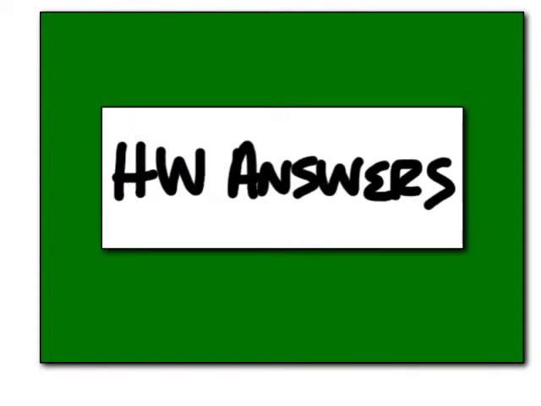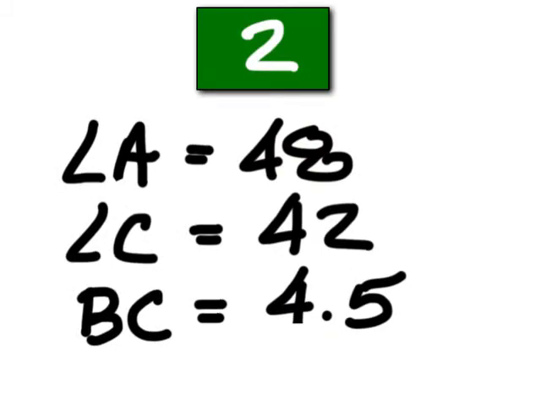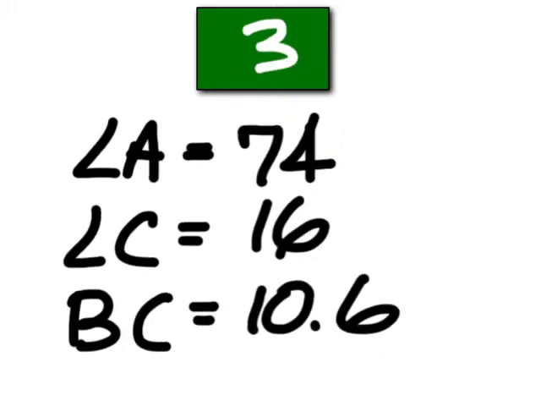Homework check from yesterday. Homework answers. Number 1, AC is 8.5. Angle C is 21. Angle A is 69. Number 2, angle A is 48. Angle C is 42. And BC is 4.5. 3, angle A is 74, angle C is 16, BC is 10.6. If you need to see these again, I can always go back to them at the end.